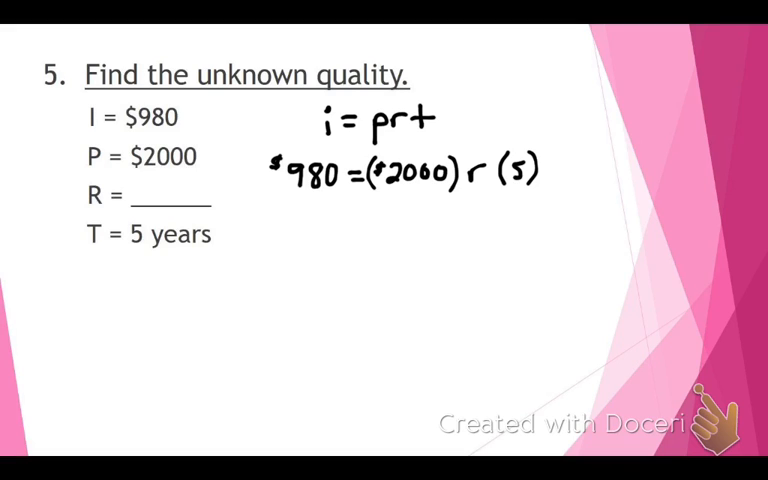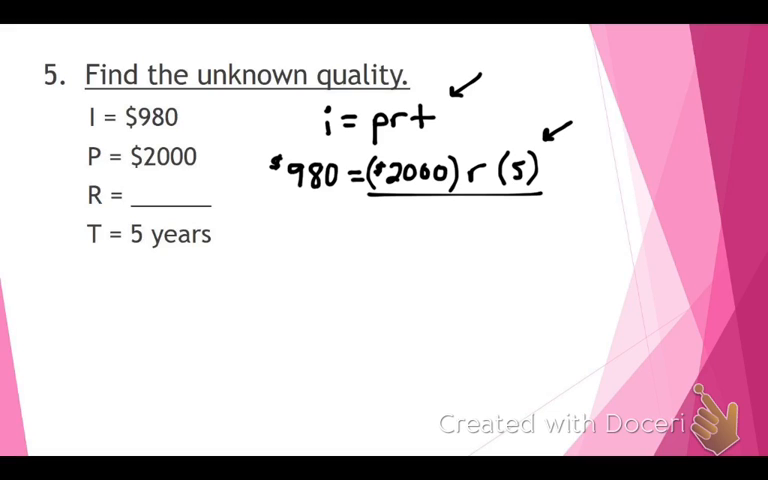Divide by 5. I always have to do all the work on that side first, though. Is there any work I can do on this side before I divide? What do I have to do to that 2,000 and that 5? You multiply it, okay? This is telling me multiply P times R times T. So this is telling us multiply 2,000 times R times 5.